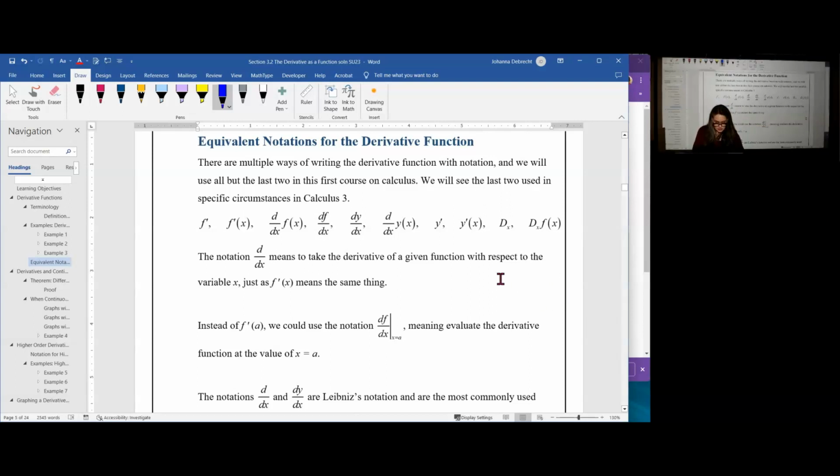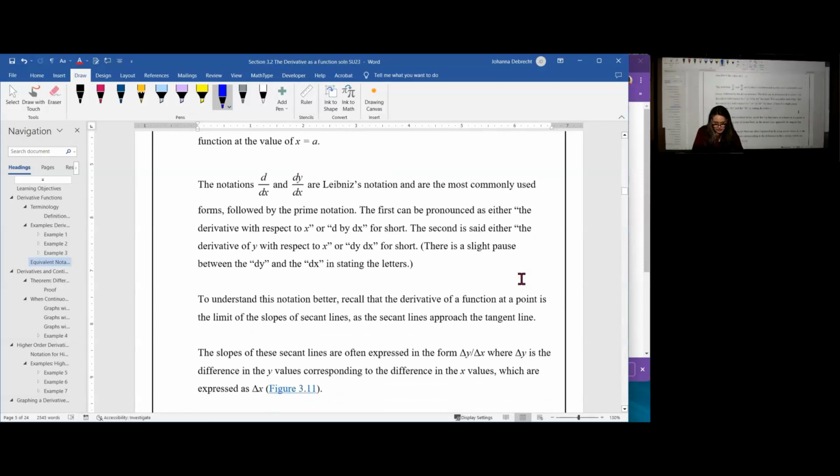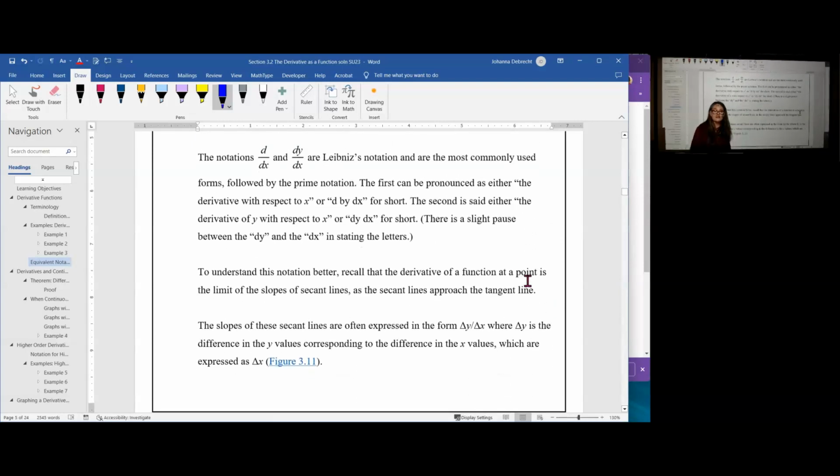Now, these notations are in fact Leibniz's notations. They are the most commonly used forms followed by the prime notation. This d by dx or dy dx are very commonly used in calculus. When we pronounce it, allow a slight pause between the dy and the dx. It's dy dx, not dydx, all right? Although a lot of students do say dydx. You can also say d by dx. It represents the derivative with respect to the x variable.